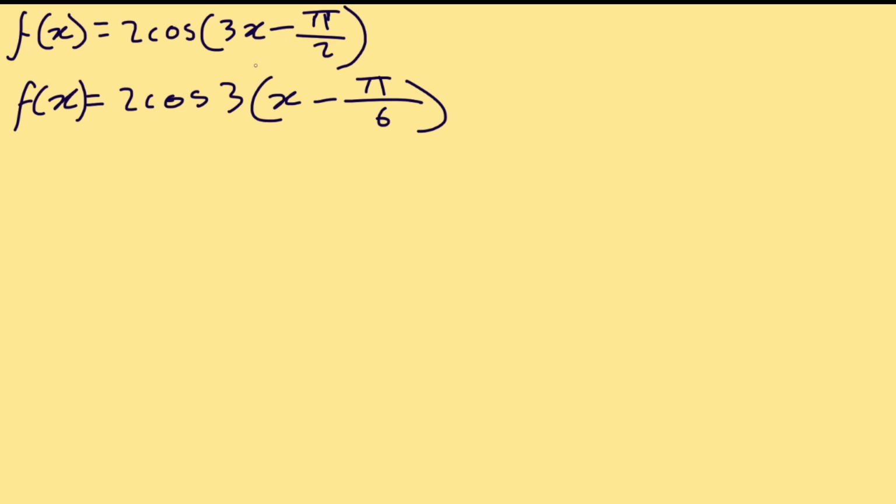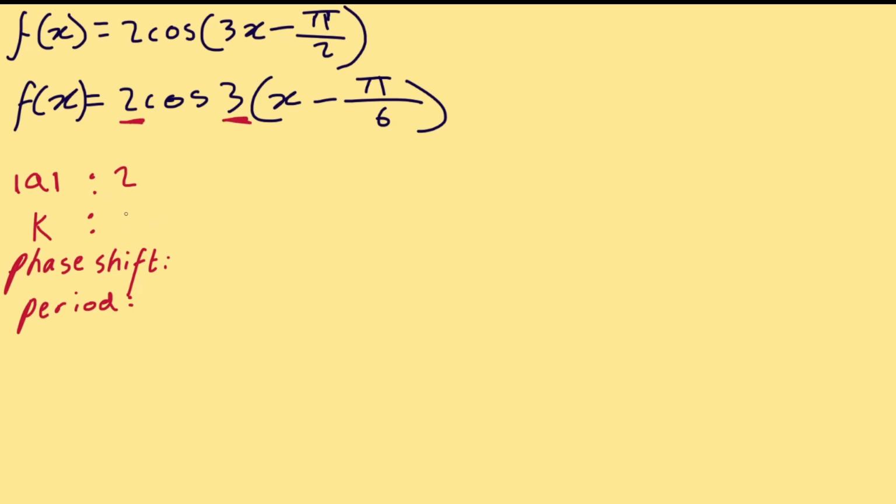Now we can just find parts of the graph. So amplitude, we're also going to need frequency. We're also going to need the phase shift. And the period. Right, so first the amplitude is obvious, right here, it's 2. The frequency, we just factored it out, it's 3.